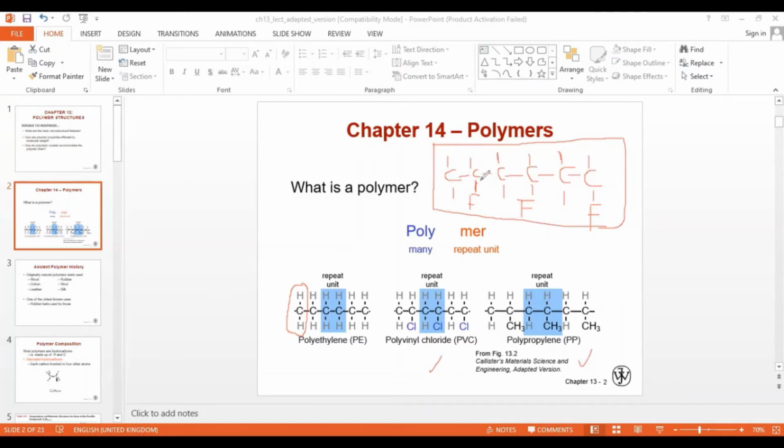Why? Clearly it's showing this is a monomer, 2 carbon, 3 hydrogen and a fluorine, right? Even without the blue shade, you can identify. If you see, this unit is being repeated: 2 carbon, 3 hydrogen, fluorine, 2 carbon, 3 hydrogen, fluorine, 2 carbon, 3 hydrogen, fluorine. So this is the repeating unit. This is how we will find the monomer from a given polymer, all right?